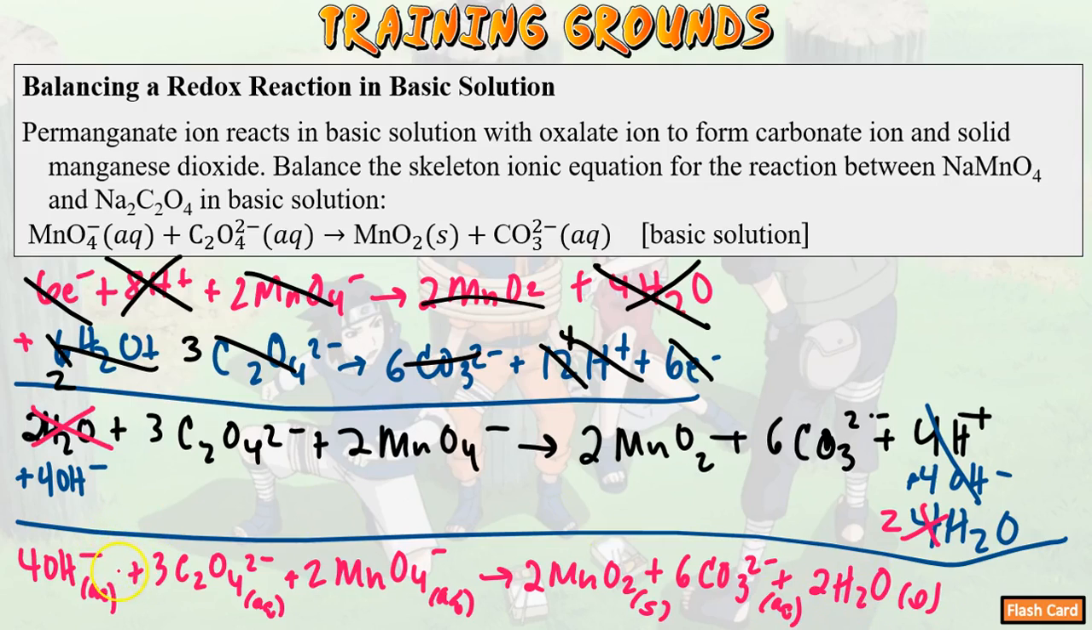The next final step is going to be step 5, which is checking the charge and that everything is balanced. So let's go ahead and look at charge first. We have 4 negative charges plus 6 plus 2. So that's going to give us 12 negative charges on this side. And then we have 12 negative charges on that side. So our charge is balanced.